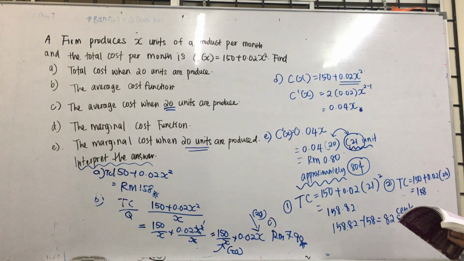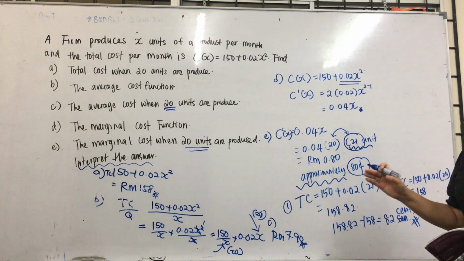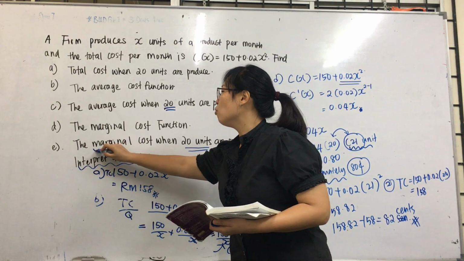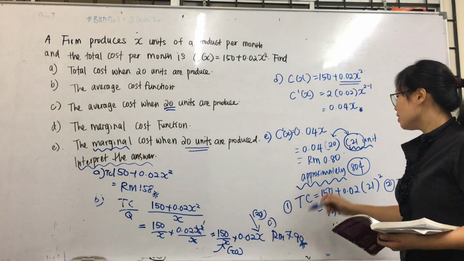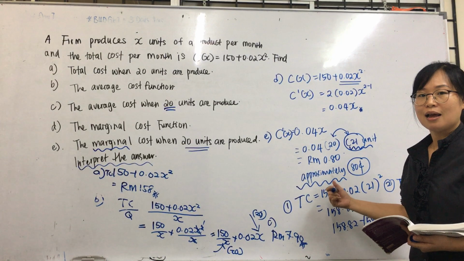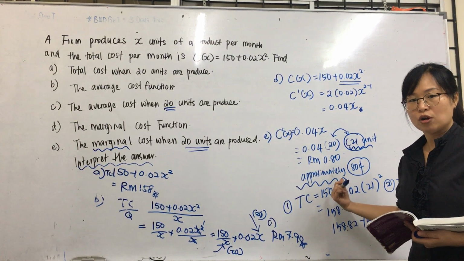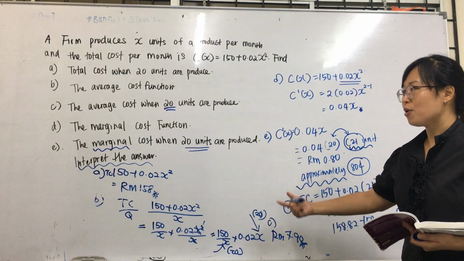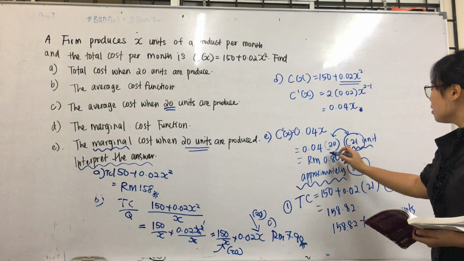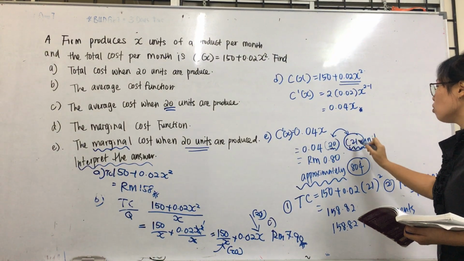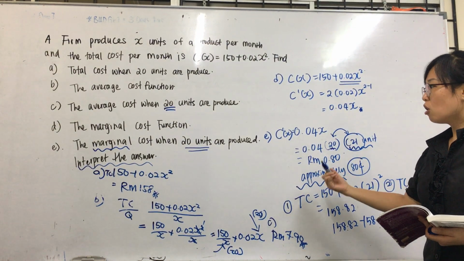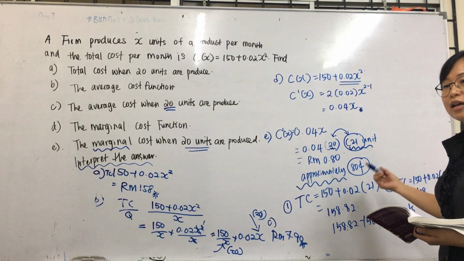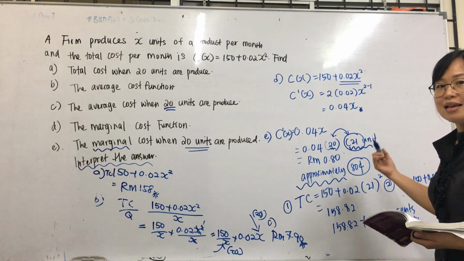Okay, I know that you are a bit blur on this. Always remember that when you interpret with the word marginal, it is normally the approximate amount only. It is not the actual amount. So when you need to further interpret the answer, from the 20th unit to the 21st unit, the marginal cost is approximately 80 cents, or the cost of production is approximately 80 cents.